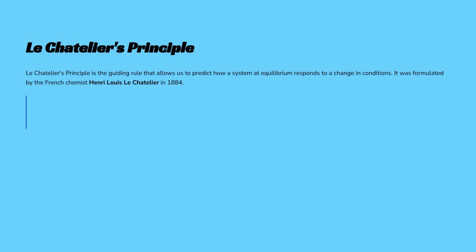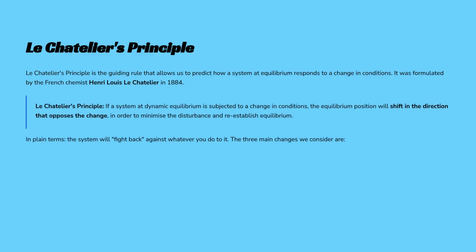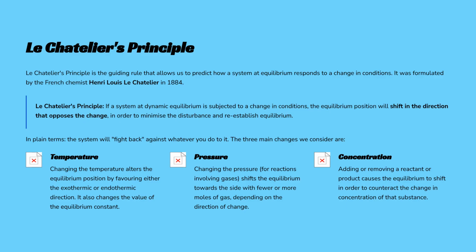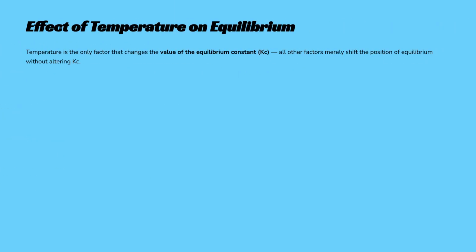Le Chatelier's principle is the guiding rule for predicting how a system at equilibrium responds to change. It states that the equilibrium position will shift to oppose the change, minimizing the disturbance. The 3 main changes we consider are temperature, pressure, and concentration. Temperature is the only factor that changes the value of the equilibrium constant, Kc.